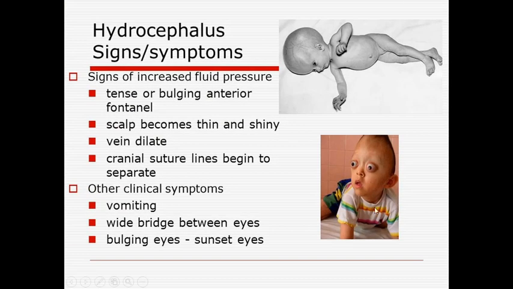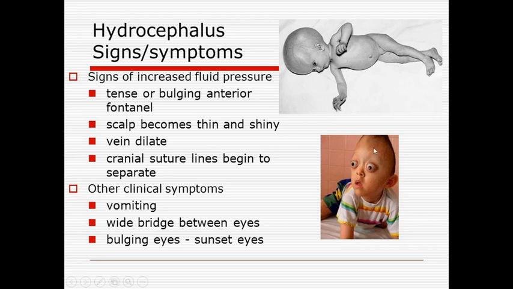So here are the signs and symptoms of hydrocephalus. Due to increased fluid pressure inside the head, there will be bulging of the fontanelles. Now fontanelles are soft areas on the fetal head where the bones have not yet fused completely. So these areas are soft, and they will bulge out. Then the scalp will become very thin, and you may see shiny dilated veins on the shiny thin scalp.